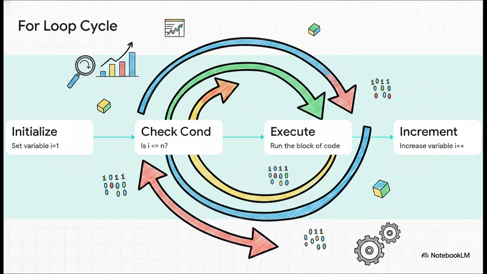Oh, and as a quick aside, this structured cycle is also where we can check loop invariants. Those are relationships among variables that absolutely must remain true at the start of every iteration to ensure our algorithm is actually solving the problem.